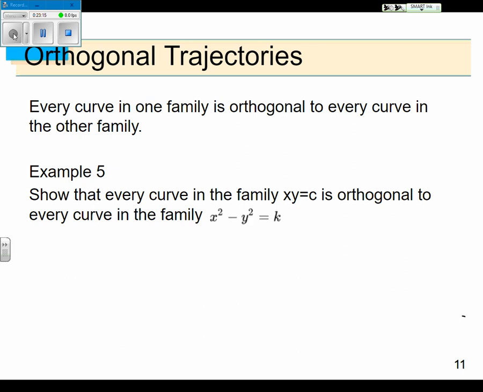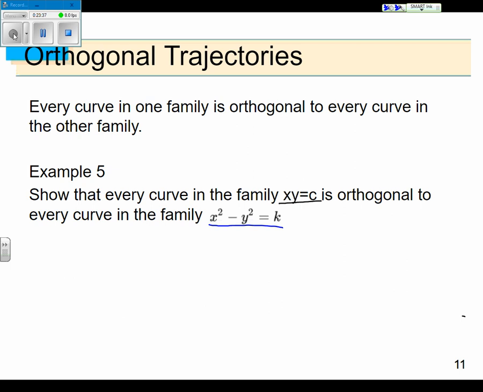I want to show that every curve in this family, x times y equals c, is orthogonal, whatever in the world that means, to every curve in this family. Looks like they're x squared minus y squared. I think it's a hyperbola. Well, x times y, that's also a hyperbola, but it's been rotated.